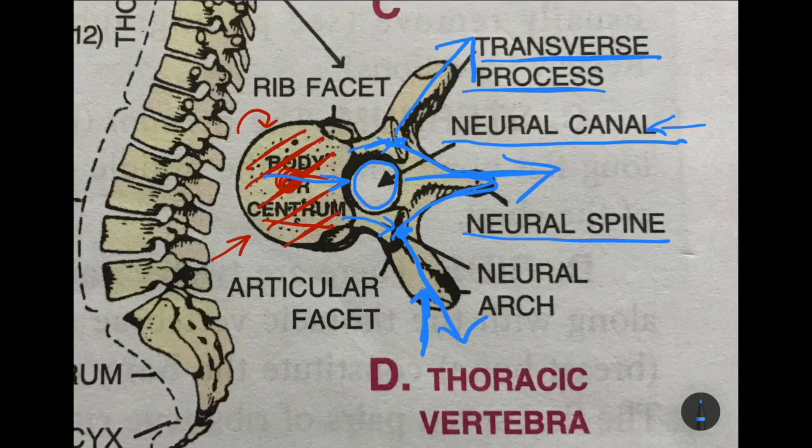The neural arches also bear articular facets. Here you can see the articular facet, and the rib facet is where the rib joins. You will see these articular facets, one in the front and one behind on each side, which help in joining 2 vertebrae. Now you know there are 33 of such small vertebrae, so they must be sticking to each other, so they join together with the articular facet.